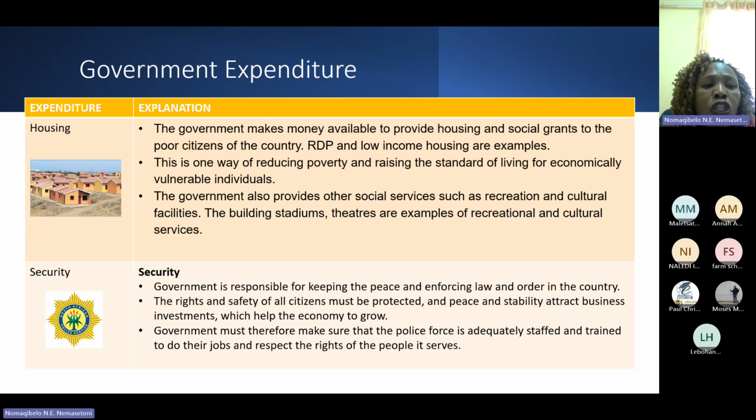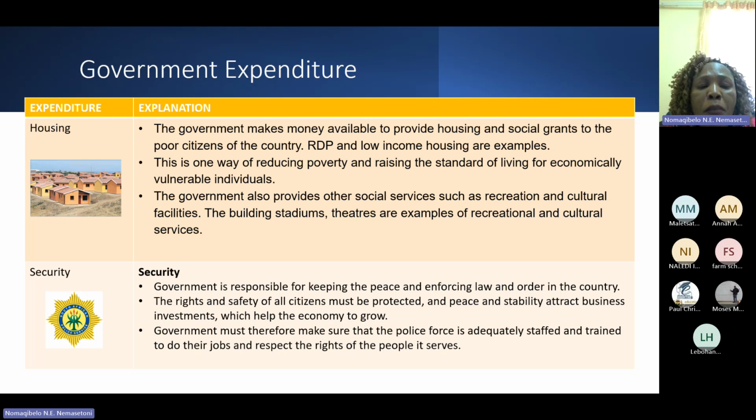And then housing is also allocated a portion, and the government makes money available to provide housing and social grants to the poor citizens of the country. The RDP and low-income houses are examples of the money that is allocated for housing. This is one of the ways of reducing poverty and raising the standard of living for economically vulnerable individuals.